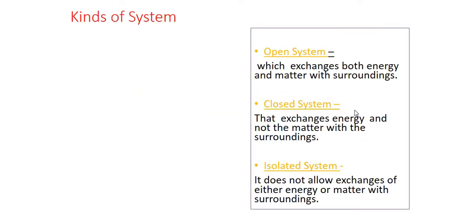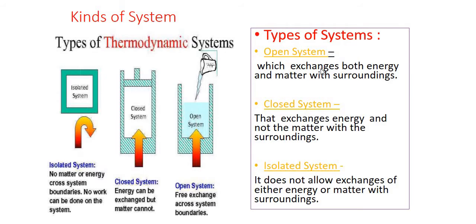Next, kinds of system. We discuss types of system. There are 3 different types of system. First, open system, which exchanges both energy and matter with the surroundings. You can see in the diagram the matter can be exchanged with the surroundings. So this is known as an open system.